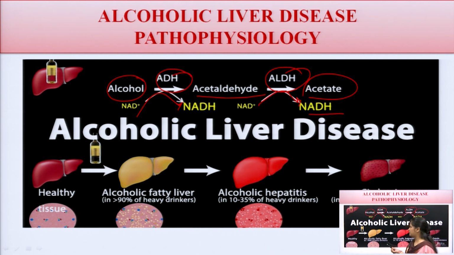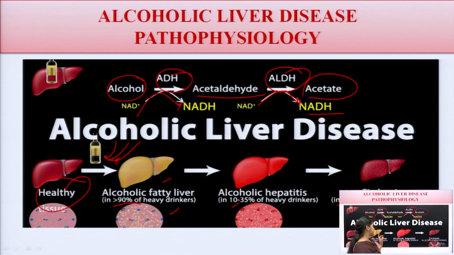Now, this is a diagram which shows a healthy liver. If the person continuously has a high intake of alcohol, the first condition is that the liver will become fatty, right. This occurs in up to 90% of heavy drinkers. Next, alcoholic hepatitis occurs in 10 to 35% of heavy drinkers, and the last one is cirrhosis, which is 10 to 20% of heavy drinkers.